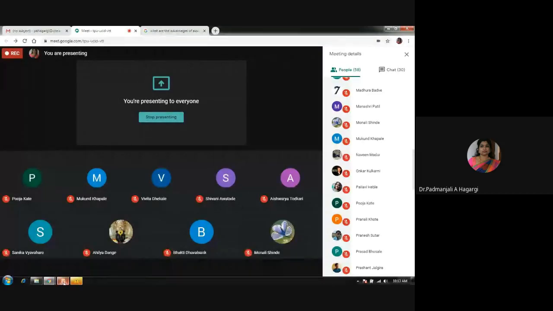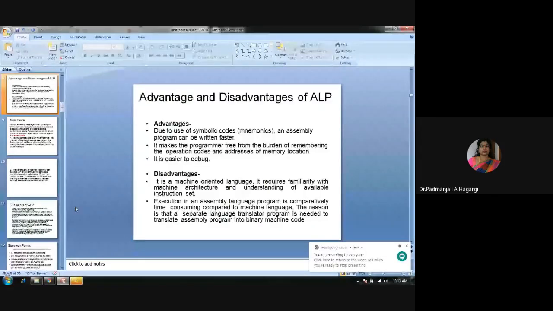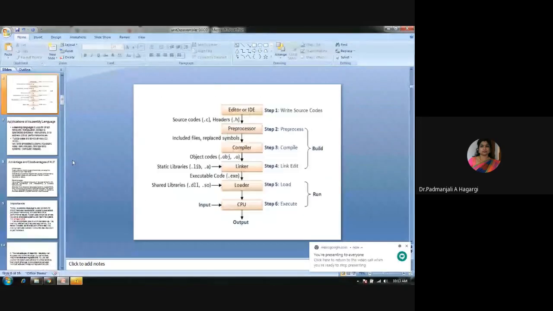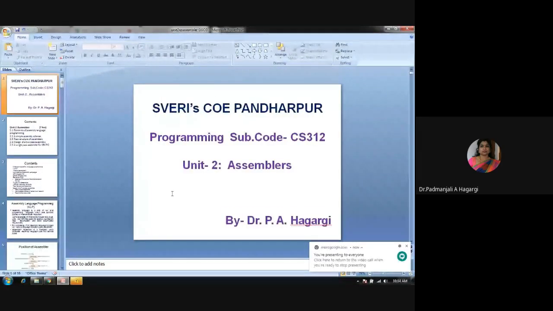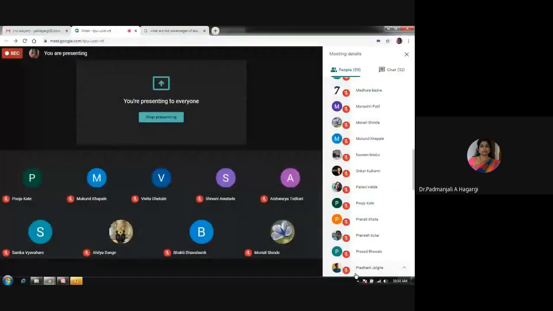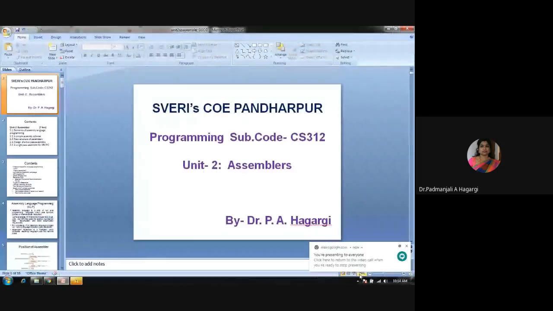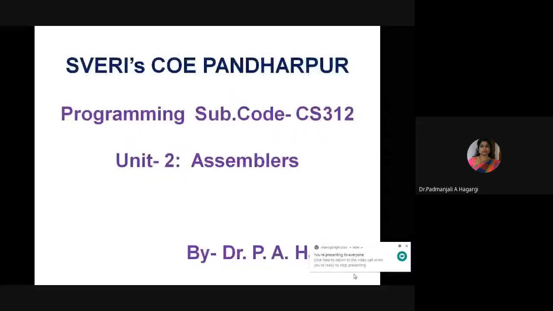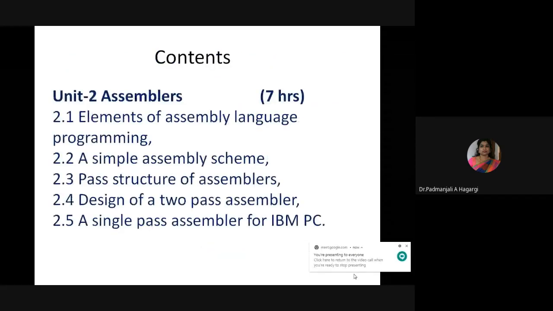So once again, let me brief you about what was covered in the previous class. It was told what an assembler is and its advantages. Assembler is nothing but low-level system programming, and it converts to object code, or zeros and ones, machine code. These are the contents it is very important for us to know: the elements of assembly language programming, where we have seen how it converts to machine code.